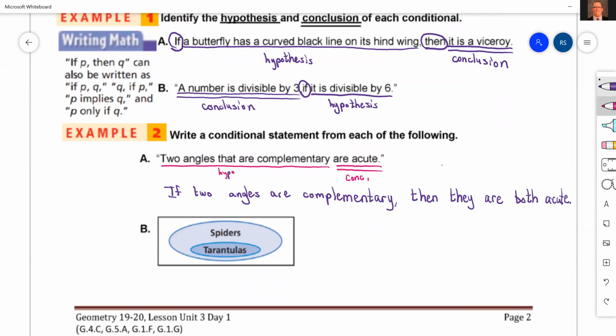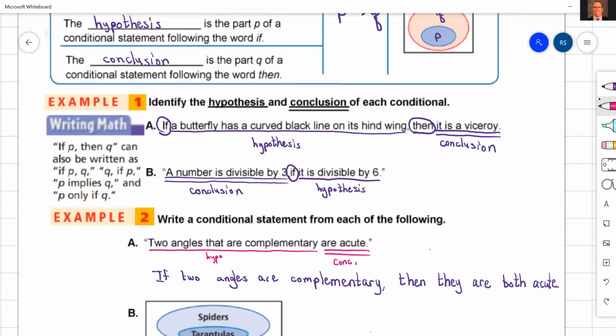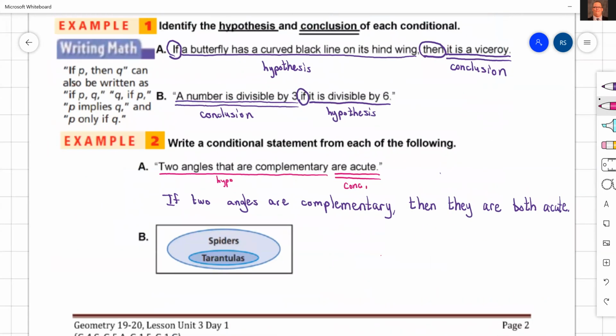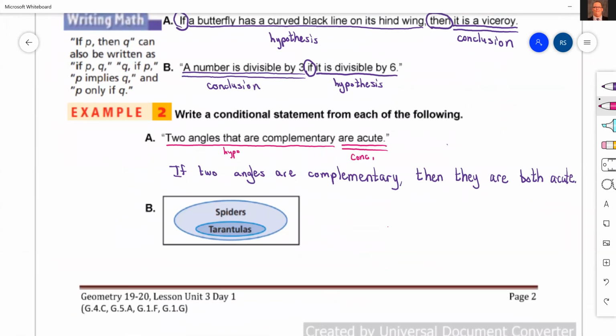Now let's look at this Venn diagram. How do I know which one's my hypothesis and which one's my conclusion? Well, let's see what I set up here. The small circle is our hypothesis. The big circle is our conclusion. So let's label those. Tarantulas is our hypothesis. Conclusion is spider. Now this is where it gets tricky. You can't say if tarantula, then spider.